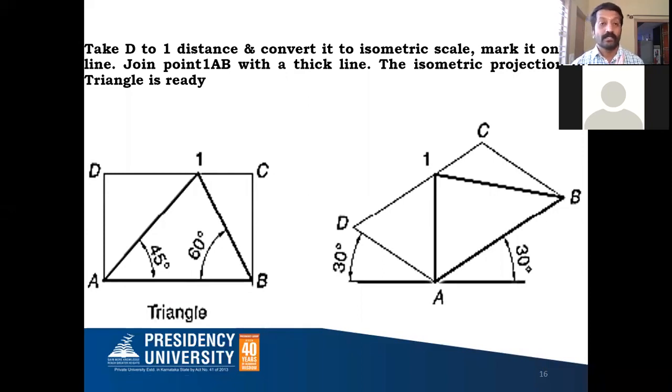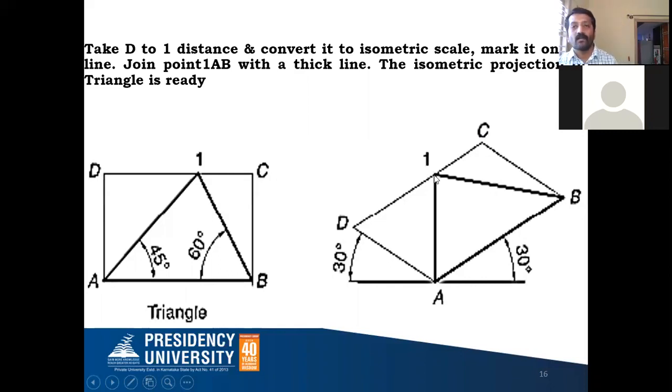Whatever dimension you are taking, from now onwards you have to take it in isometric projection. You need to take the isometric scale dimension only, not the actual dimension. Either D to 1 distance with the help of your compass, or C to 1. Convert that into isometric length. If you are taking D to 1 distance, after converting to isometric scale, you cut this DC line and call that 1. If you are taking C to 1 distance, convert that into isometric scale. From C, you cut this CD line and call that 1.